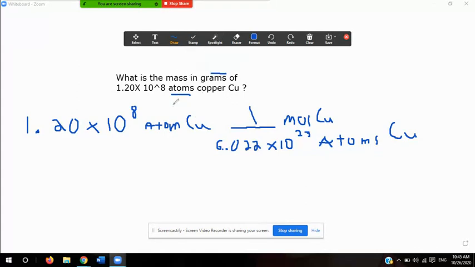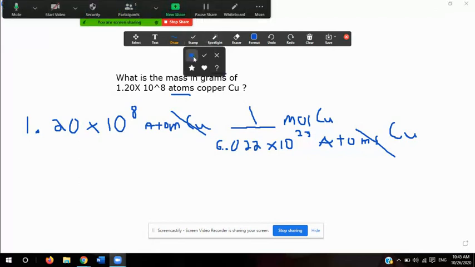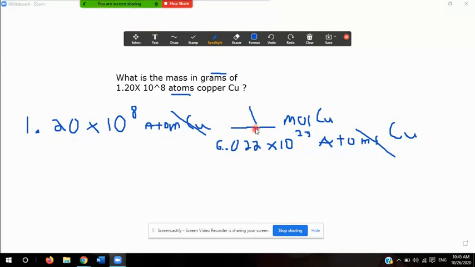So the first thing that's going to happen is that the atoms of copper are going to cancel out with the atoms of copper, which means that my answer is automatically going to be given to me in moles. After that, I'm going to multiply 1.20 times 10 to the power of 8 by 1 and divide my answer by 6.022 times 10 to the power 23. So you obviously need a calculator for this. You need a scientific calculator.